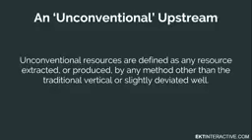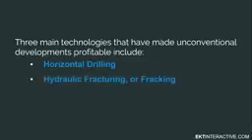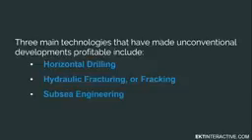Now, let's talk about unconventional resources, clearly the hottest topic in oil and gas over the last decade. Unconventional resources are defined as any resource extracted or produced by any method other than the traditional vertical or slightly deviated well. Three main sources of technological breakthroughs that have made unconventional developments profitable include horizontal drilling, hydraulic fracturing, and subsea engineering, especially deep water production.